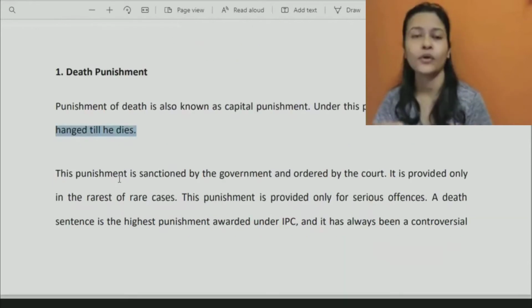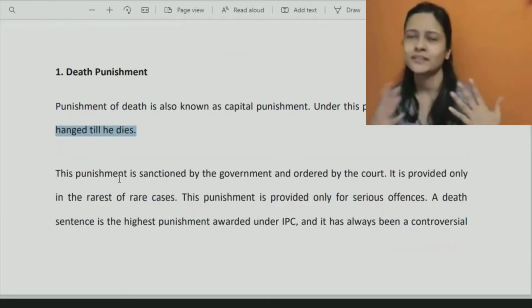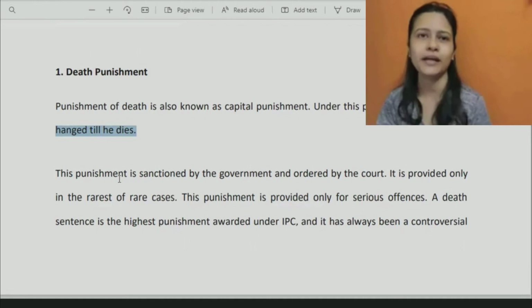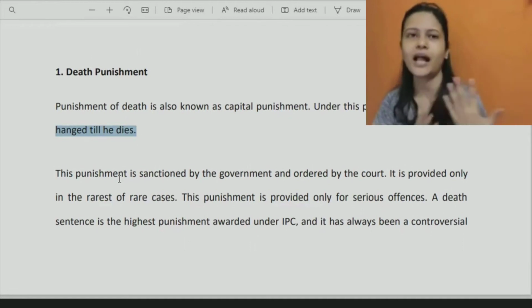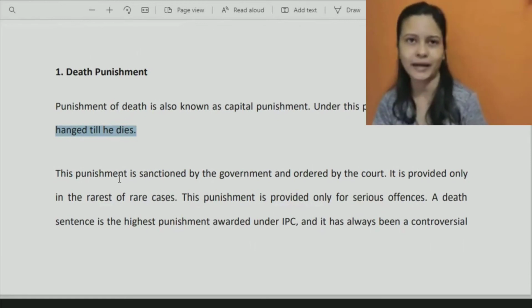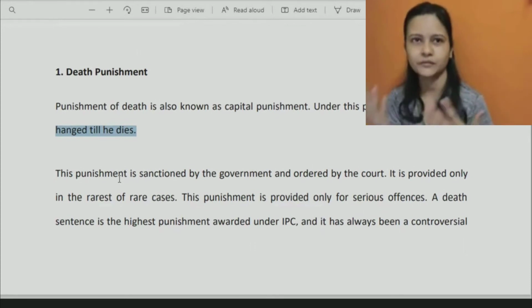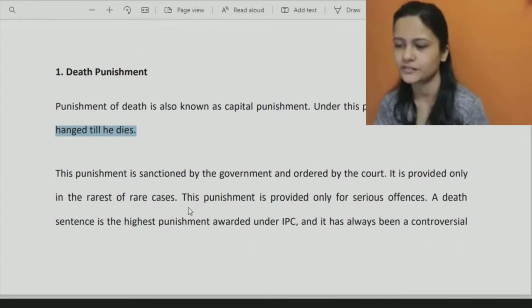Okay, so now whether death penalty is good or not, whether death penalty should be there or should not be there, there is a lot of debate that we have. There are arguments for the death penalty plus against the death penalty, and we cannot as such conclude that the death penalty is very good or very bad. It will have its positives and negatives as well.